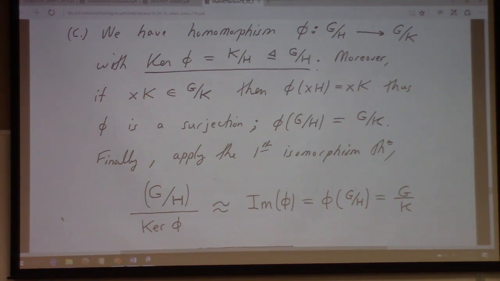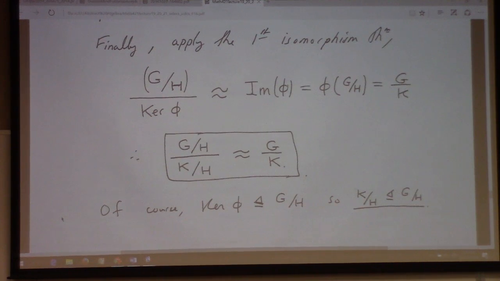What I did was I took Dummit and Foote's proof for the third isomorphism theorem, and I deconstructed it for this homework problem. Anyway, G mod H mod the kernel is isomorphic to the image, but the image is exactly G mod K because it's onto, and that's exactly K mod H. So there you go. That's the third isomorphism theorem, right?